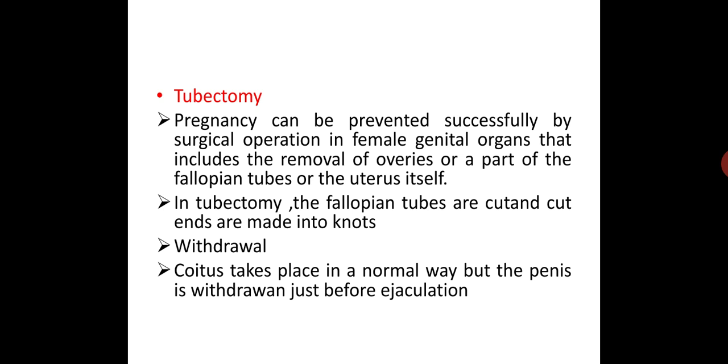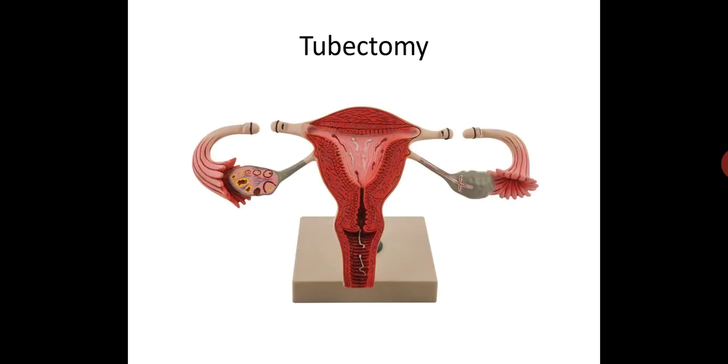Next method is withdrawal. Coitus takes place in the normal way, but the penis is withdrawn just before the ejaculation of the spermatozoa, so the fusion of the gametes, that is the male and female gametes, the egg and the sperm, and fertilization can be prevented and pregnancy can be prevented. So this is another method of birth control.